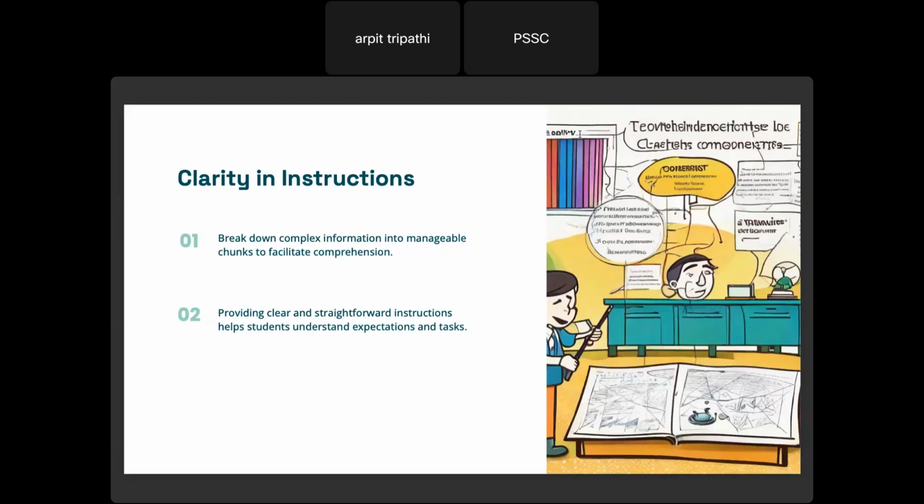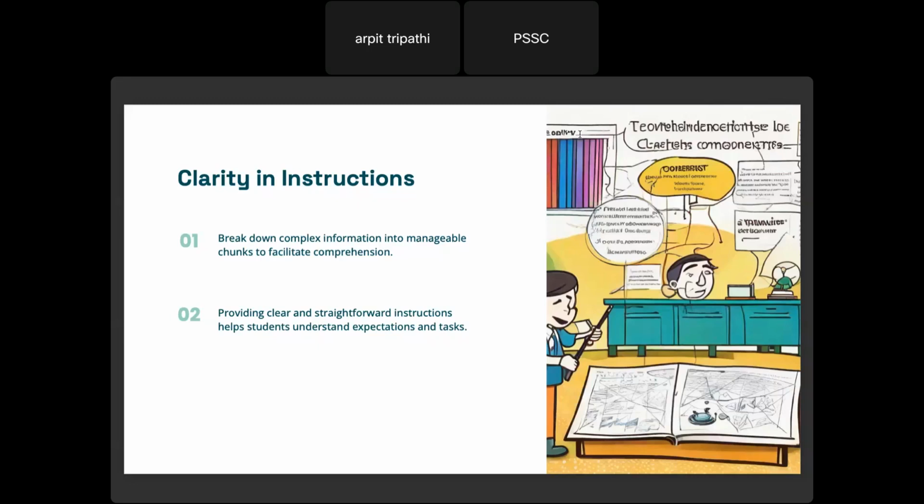So somewhere breaking down complex information into manageable chunks makes it more accessible and comprehensible for students of varying abilities and backgrounds. So this will somewhere help you to develop a better clarity in your instructions.